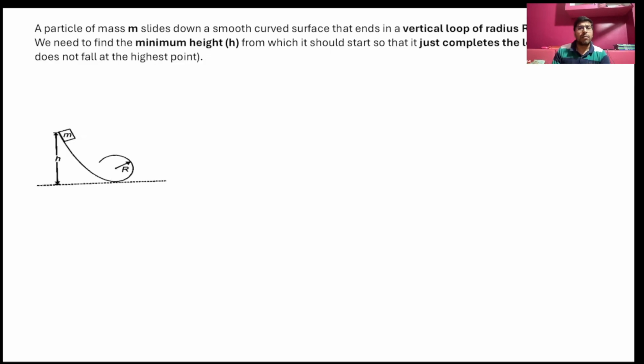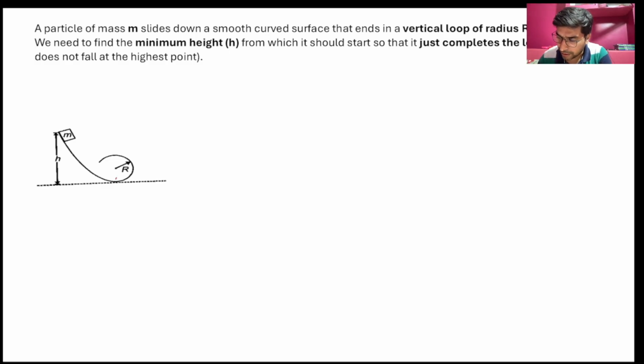Okay, now come to this new question. It's a very interesting question. After solving, we will show you the GIF of this question also, how the ball, or this mass, will actually move. Here, a particle of mass m slides down a smooth curved surface that ends in a vertical loop of radius r. We need to find the minimum height from which it should start so that it just completes the loop and does not fall at the highest point.